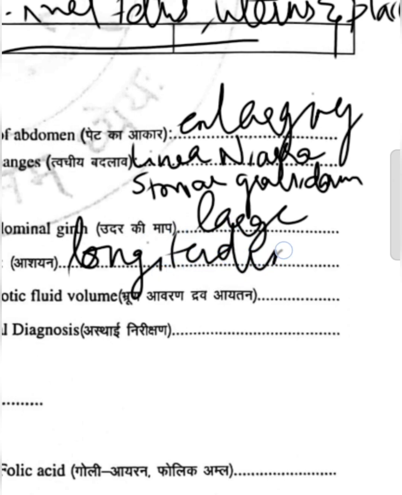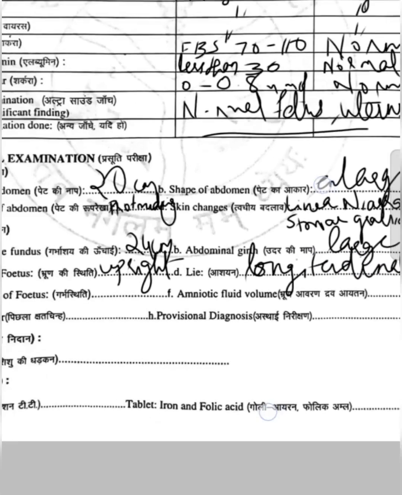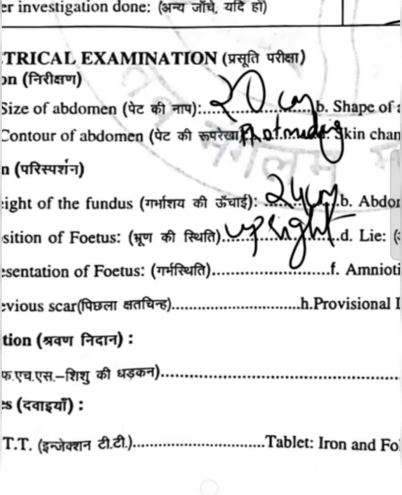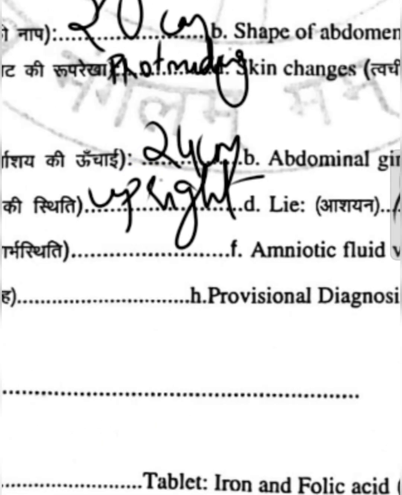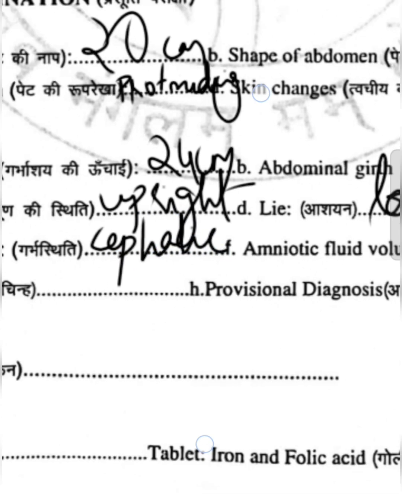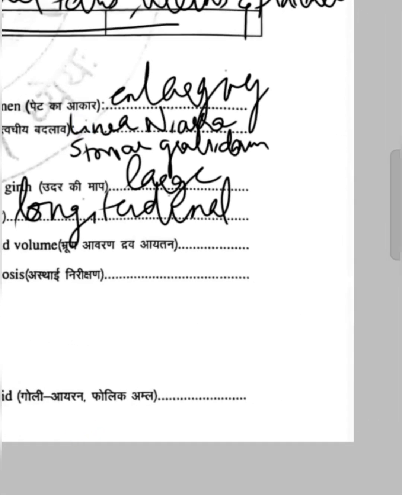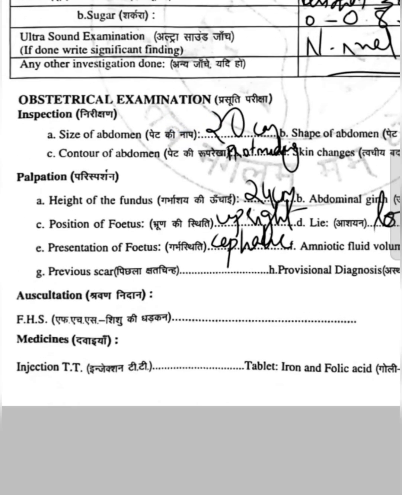Next is the presentation of the fetus. It will be cephalic. Maybe it will change also, because it is only the 24th week of gestation. The fetus is floating inside the uterine cavity, so maybe it will change. So I am writing it here, cephalic. Amniotic fluid volume, because it is the 24th week of gestation, 500 ml. Previous scar, nothing is here, so I am writing no.